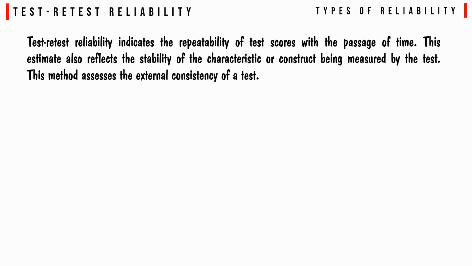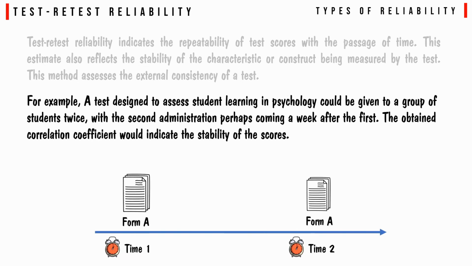Test-retest reliability. Test-retest reliability indicates the repeatability of test scores with the passage of time. This estimate also reflects the stability of the characteristic or construct being measured by the test. This method assesses the external consistency of a test. For example, a test designed to assess student learning in psychology could be given to a group of students twice, with the second administration perhaps coming a week after the first. The obtained correlation coefficient would indicate the stability of the scores.